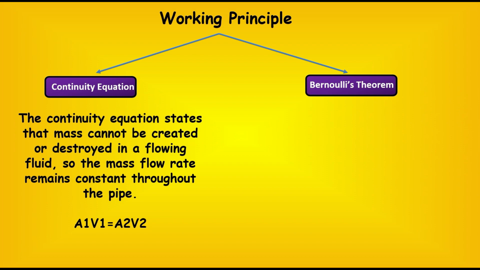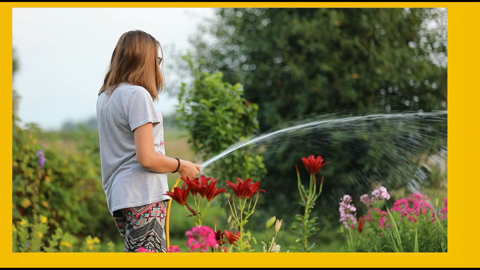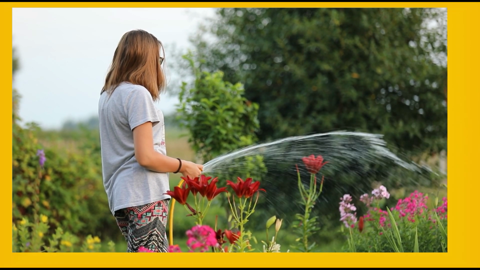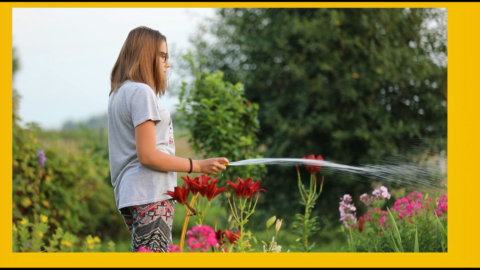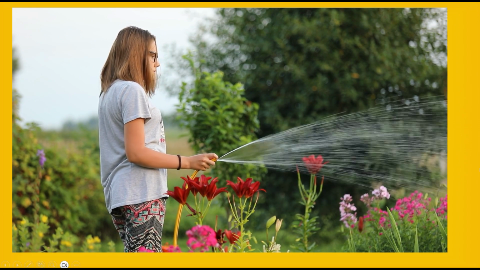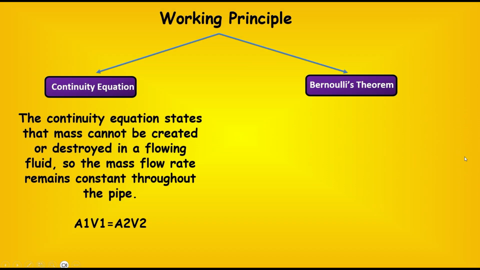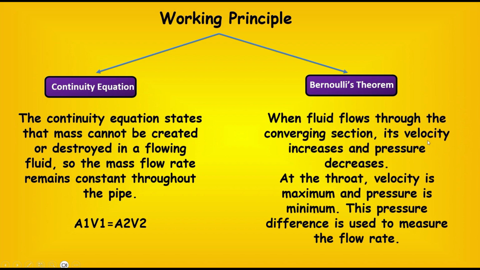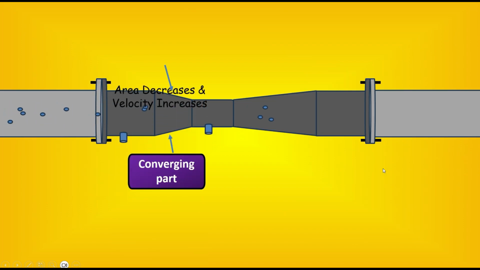Second is the continuity equation. The continuity equation is based on the principle of conservation of mass, meaning that mass cannot be created nor destroyed. So A1 times V1 is equal to A2 times V2, which means that whatever mass flow rate is entering, the same amount is going out. So putting it together, the fluid enters, the area decreases and the velocity increases. And when the pressure drops, this pressure difference is used in a mathematical formula to calculate the flow rate Q. So now we move to the next slide.